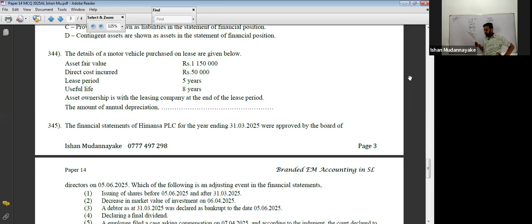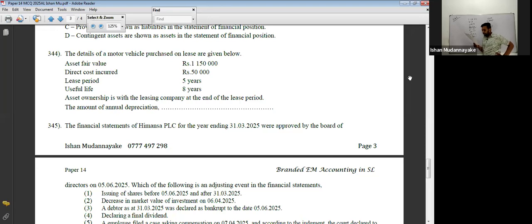End of the useful lifetime. Okay. Ownership will not be transferred to the lessee. Then we need to consider the lease period as the useful lifetime of the motor vehicle. Useful lifetime is 8 years, but we need to depreciate over 5 years. Then what is the amount of annual depreciation?